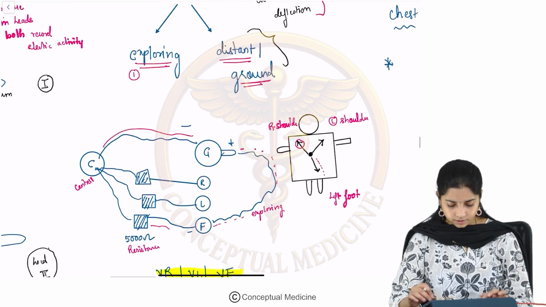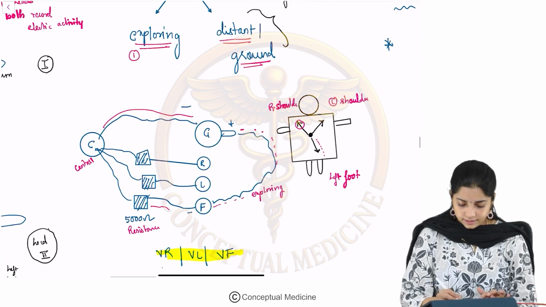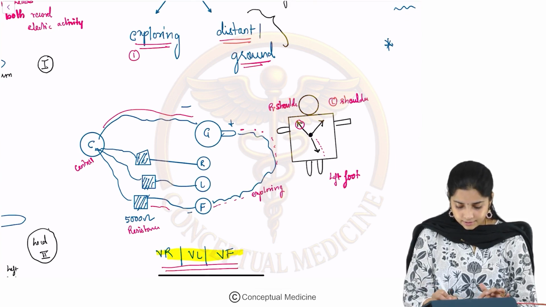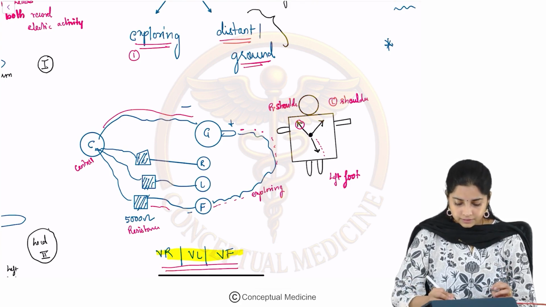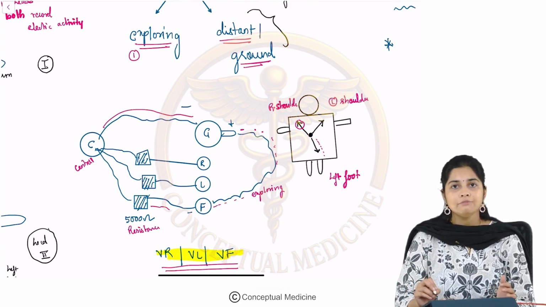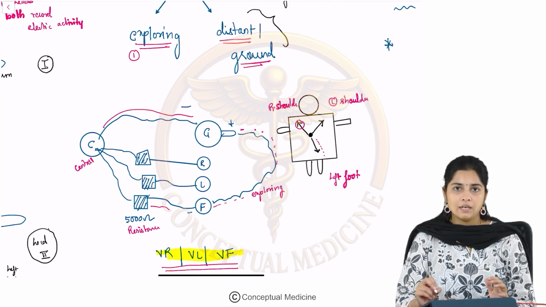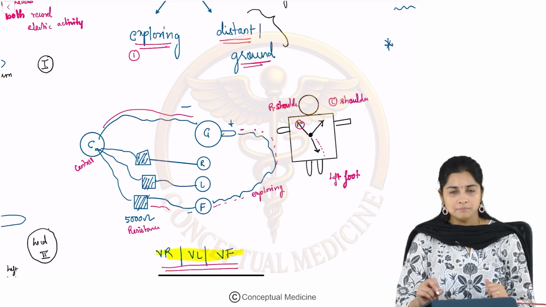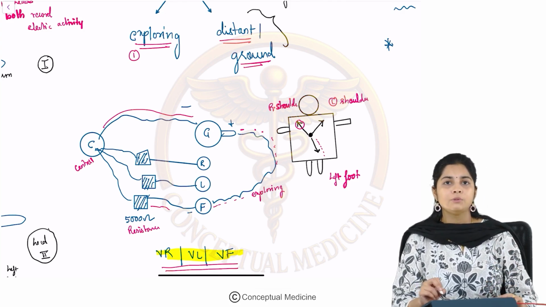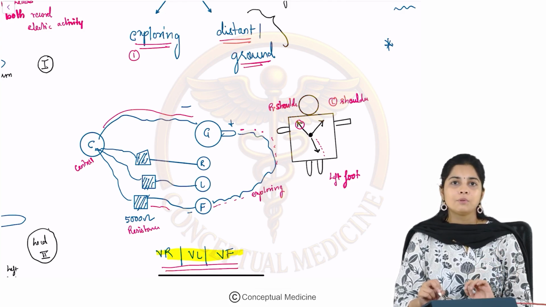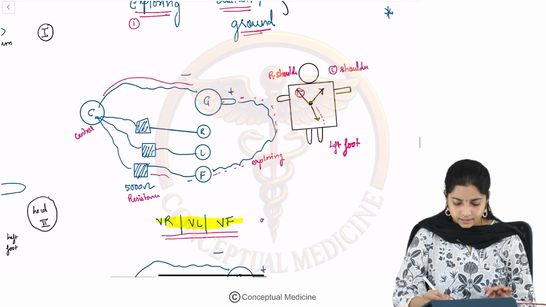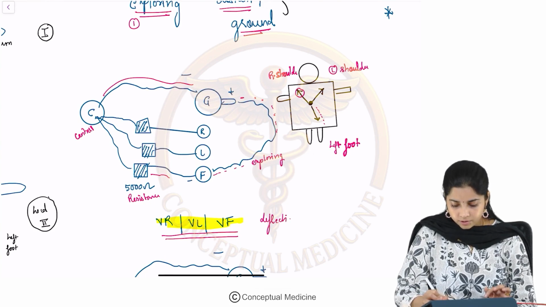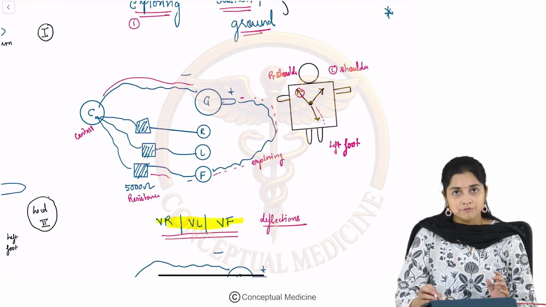Fine? So, what is the name of the leads that are generated through this? These are called the VR, the VL and the VF leads. The VR, VL and VF leads are the unipolar limb leads, whereas leads 1, 2 and 3 are bipolar limb leads.